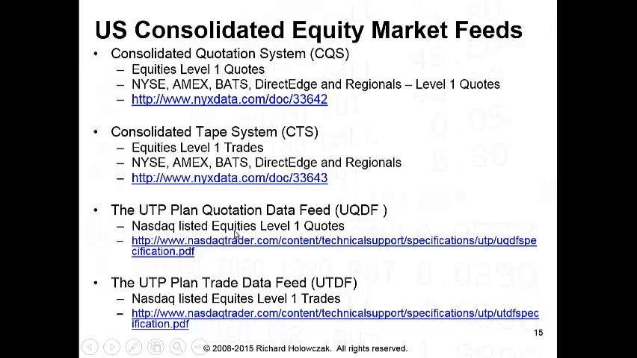This is for NASDAQ listed equities, and again, the level 1 quotes there. So NASDAQ kind of goes its own way here, and then the CQS has everything else. For trades, we have the consolidated tape system, and again, that's going to be for New York Stock Exchange, Amex, ARCA, BATS, Direct Edge, regionals, all of those guys, and just level 1 trades. And then for the NASDAQ side of the world, that's called the UTDF. And again, that's just going to be NASDAQ listed equities and their level 1 trades.